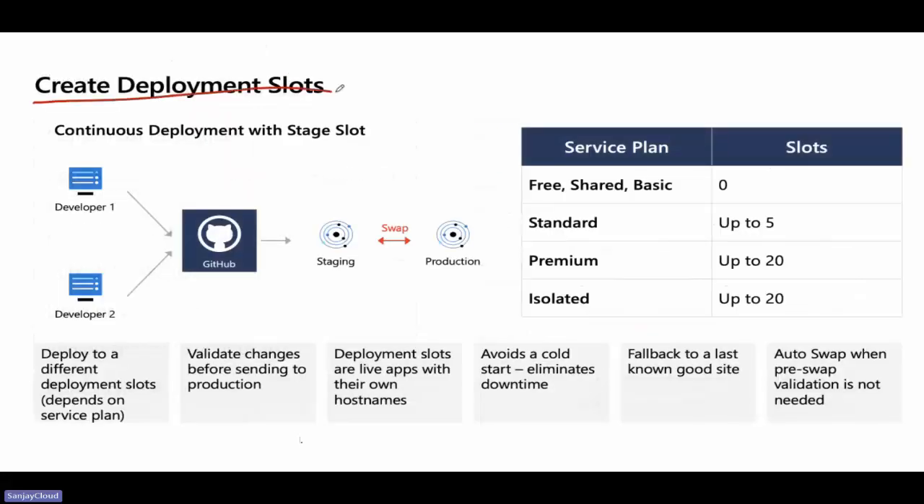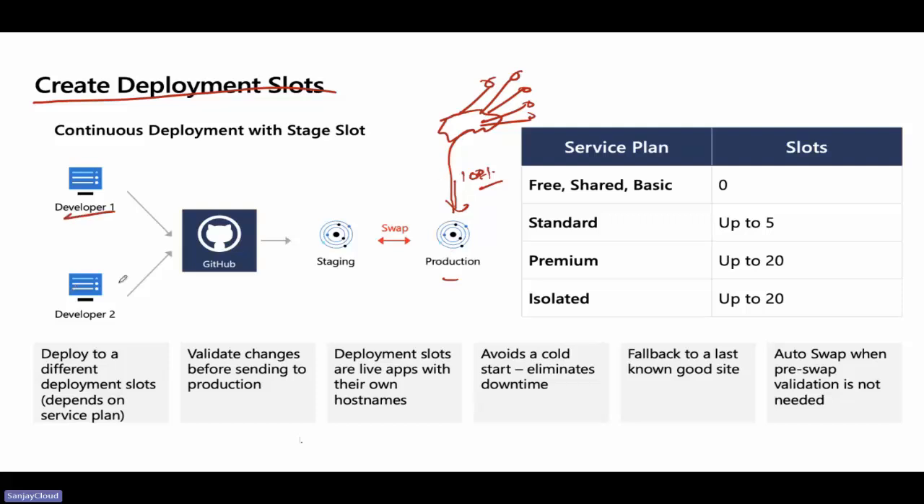Creating deployment slots. What are deployment slots? Deployment slots means, assume we have an application. Whenever you create an application, all requests from the internet, from users who send requests to your application, will be sent to the production website. 100% of requests will be sent to the production website.